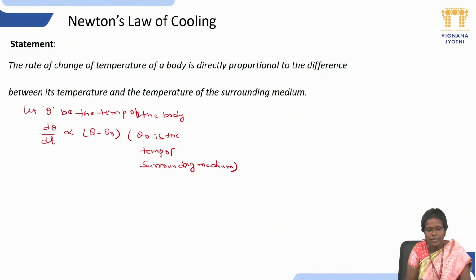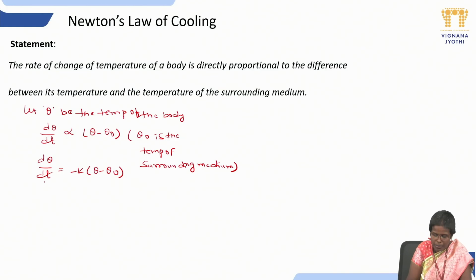And what is the statement telling? The rate of change of temperature of a body is proportional to the difference between the temperature of the body and the surrounding medium. So d theta by dt equals minus k into (theta minus theta naught). Why do we get minus k? Since with respect to time, the temperature of the body is naturally going to decrease. That's why I write the proportionality constant as minus k.